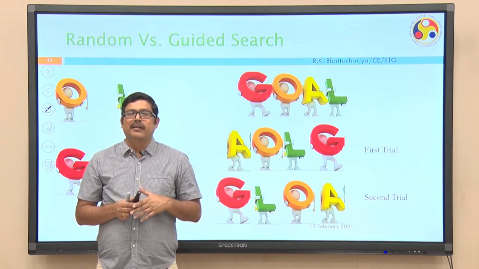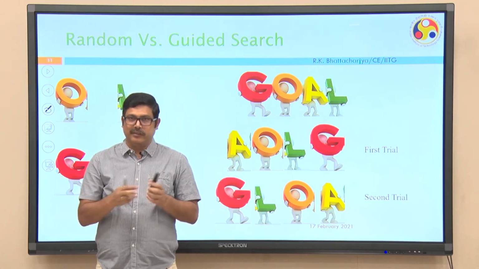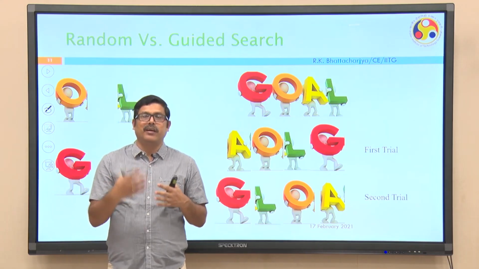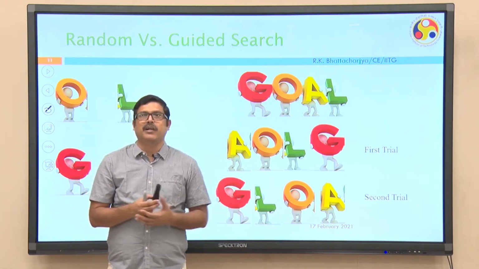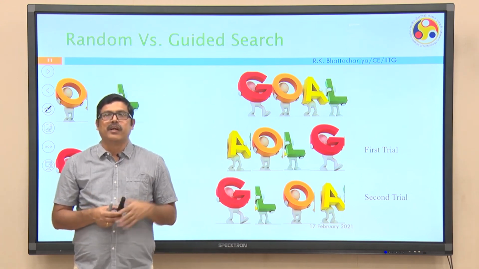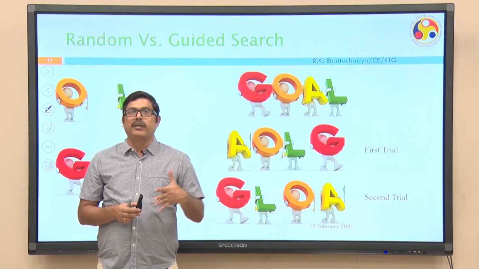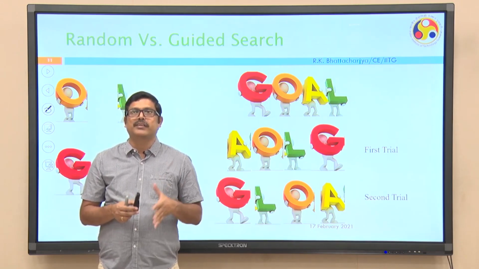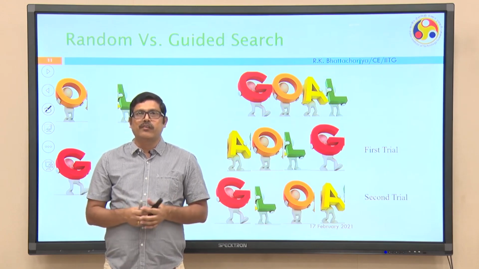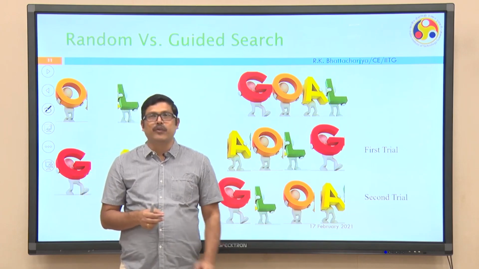In that case you just see the difference between the first method and the second method. In random search there was no information about the partial correctness of your solution, but in the second you are getting some additional information. So in the second method you will probably get your solution in fewer iterations. This search is a guided search, that means somebody is guiding this search. Therefore you are getting your solution in less time. I hope this is clear to you.